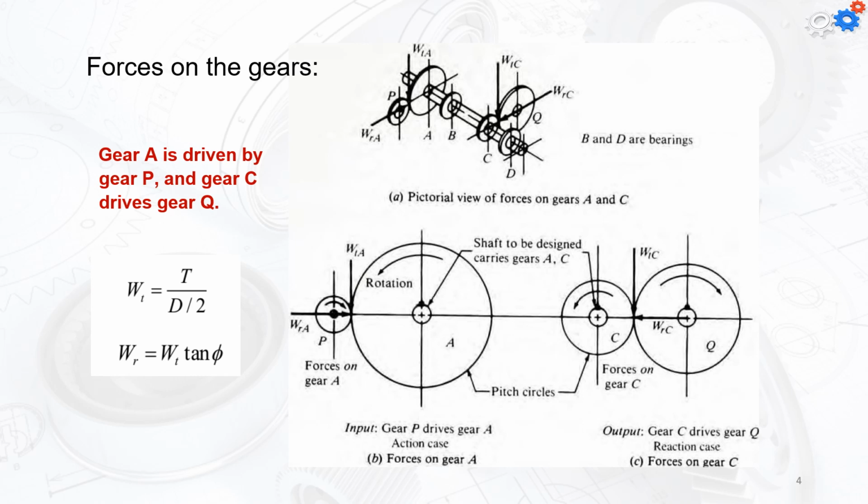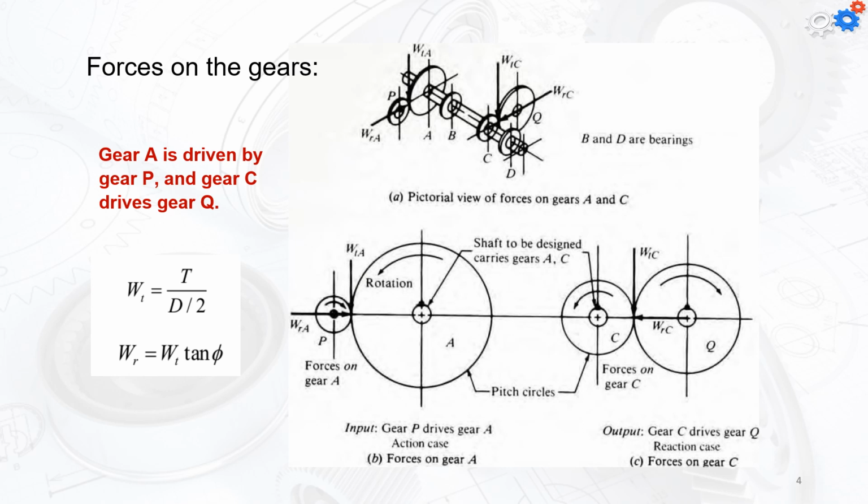What you can see in the gear A is that the force WTA is going to be rotating the gear A, thus it is going to be pointing downwards. On the side of the gear C, you'll see that the tangential force is going to try to resist the gear C. So once again, it's going to be pointing downwards. In both cases, the radial force is going to be pointing toward the centers of the gear A and the gear C.